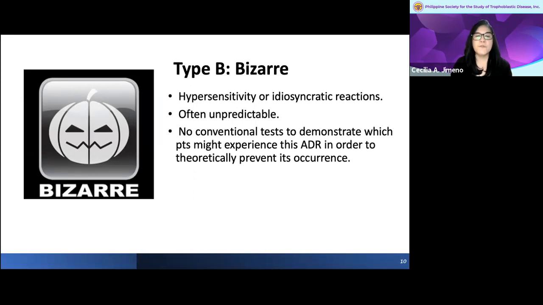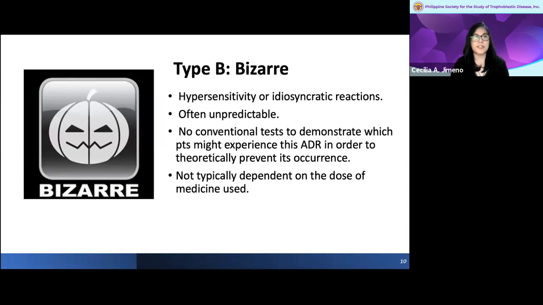There are also no conventional tests to demonstrate which patients might develop these ADRs in order to theoretically prevent its occurrence. Although internationally, they have been investigating certain of our HLA types as being related to the occurrence of type B or bizarre ADRs. These are not dependent on the dose of medicines. They can happen whether you use low dose or high doses of the drugs.